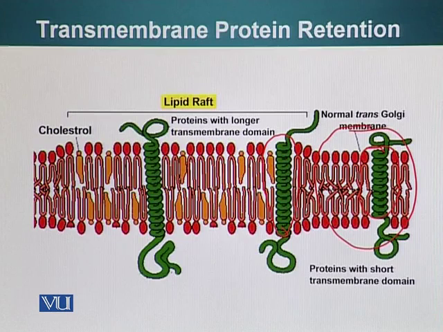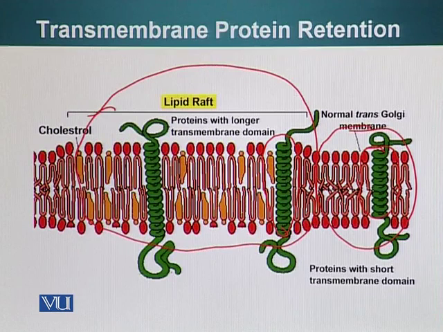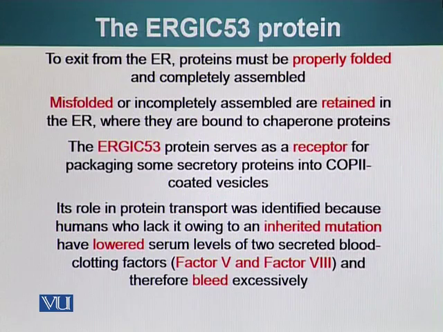So this region, which is rich in cholesterol and has proteins embedded in it, is also called the lipid raft. So there's an additional mechanism for entrapping proteins which are destined, for example, for the plasma membrane. Coming back to exit from the ER, these proteins first of all have to be folded properly in order to be transported to the Golgi apparatus. Misfolded or incompletely assembled proteins are retained in the ER, where they are either degraded or other proteins help them fold properly. For example, there is a protein called ERGIC-53.